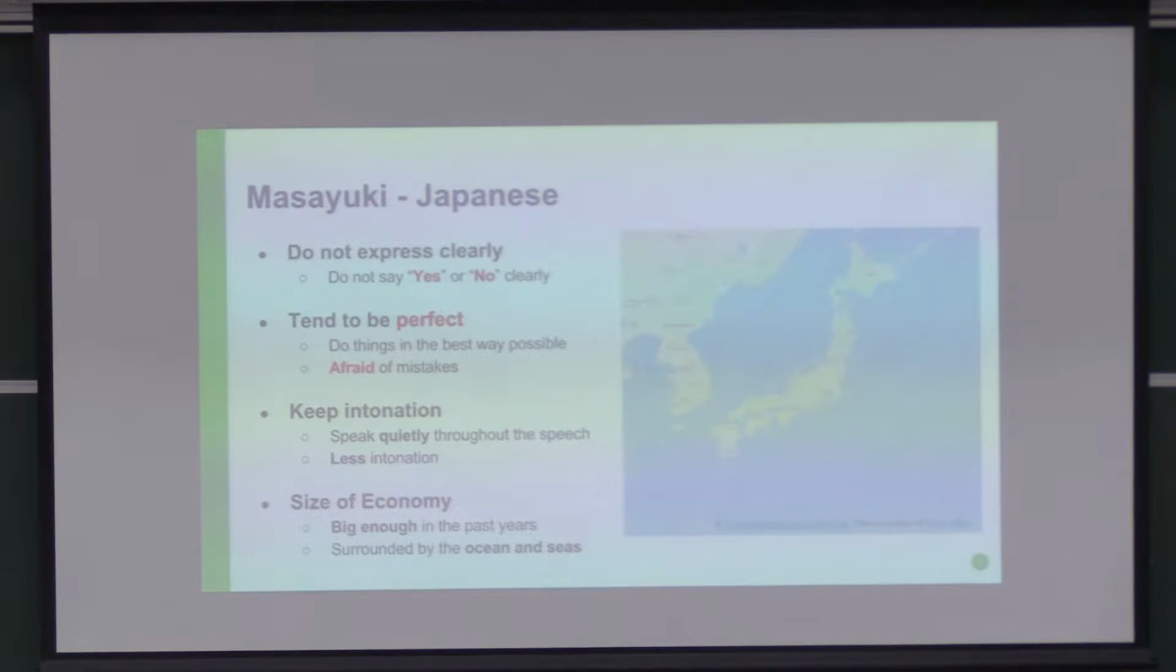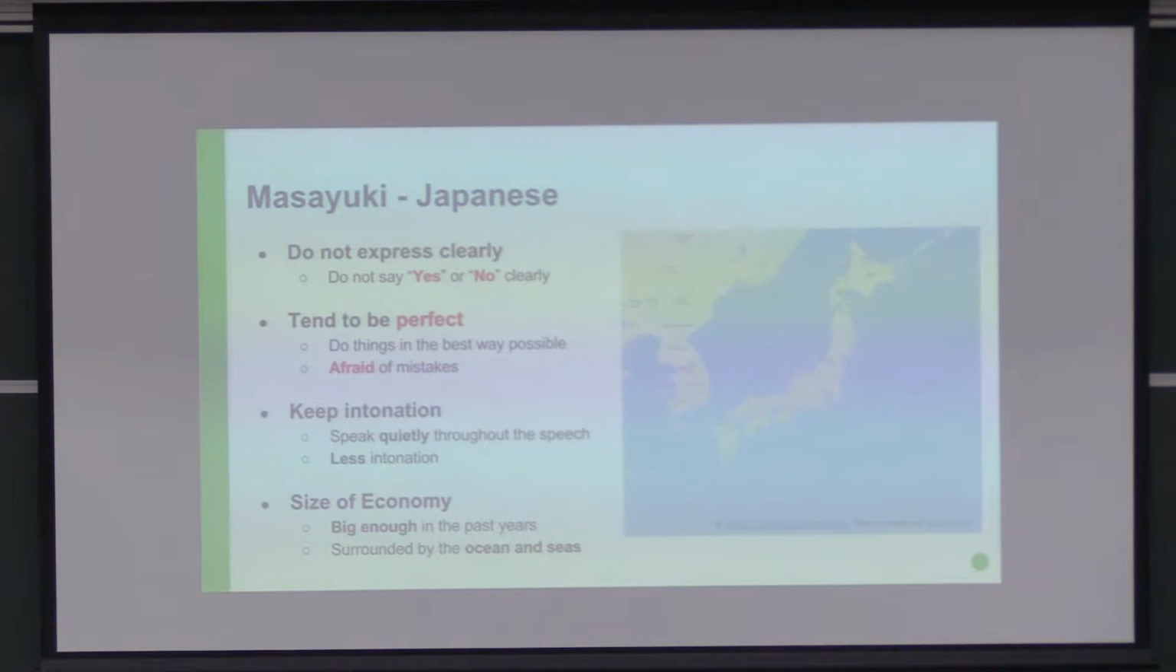And the third one is keeping a flat intonation. Most of the Japanese language keeps the intonation flat, so it's very different from normal English. We actually speak quietly, and we don't put intonation or stress on words. But it's a bit difficult for foreign people to understand, so I will try to put on stress or accent.